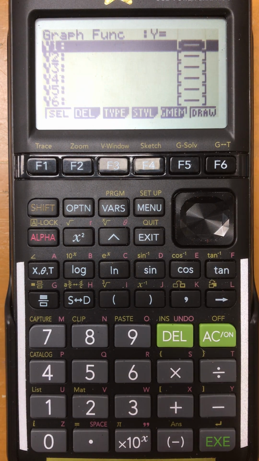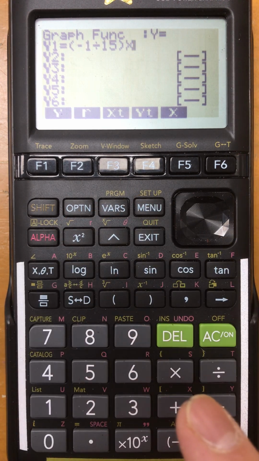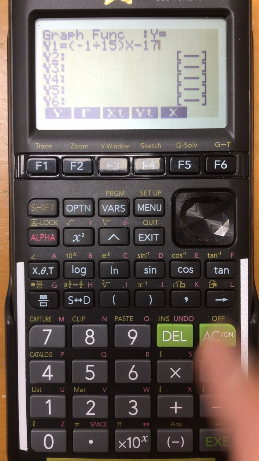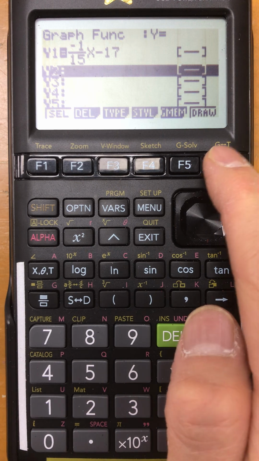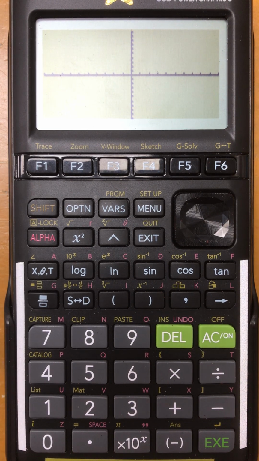That resets everything, and then let's exit. Now let's type in a new equation, so -1/15 x minus 17. Okay, execute, and let's graph it. Okay, predictably nothing because I need to set my viewing window properly.